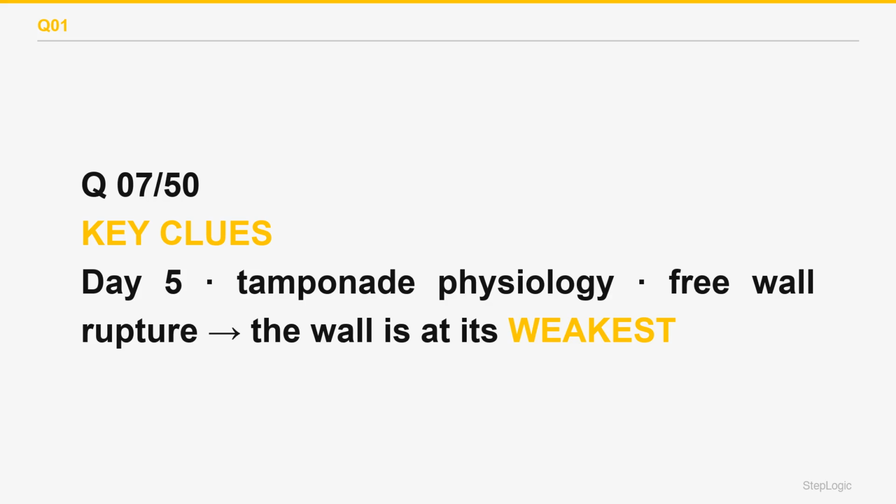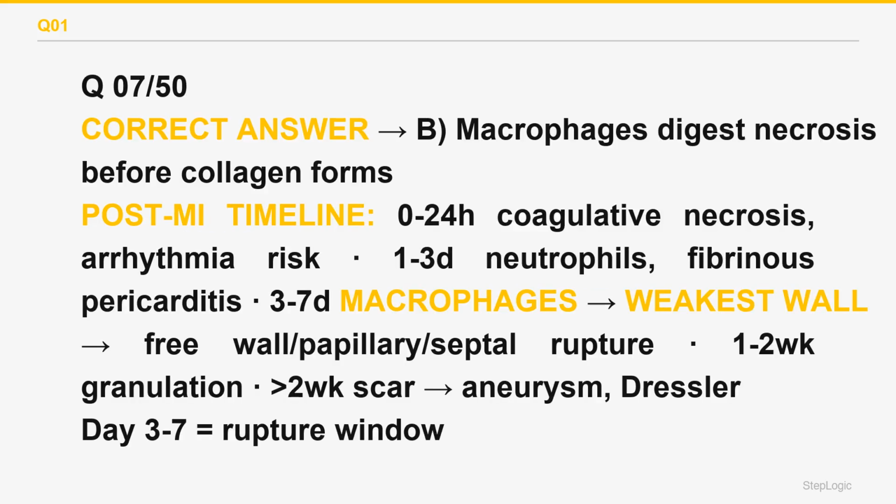Structurally at its weakest point, this is precisely when free wall rupture, papillary muscle rupture, and septal rupture cluster. Granulation tissue, and then a dense collagenous scar, arrive over the following weeks, which is why choice D describes a much later stage and why rupture becomes rare after healing completes. The correct answer is B.